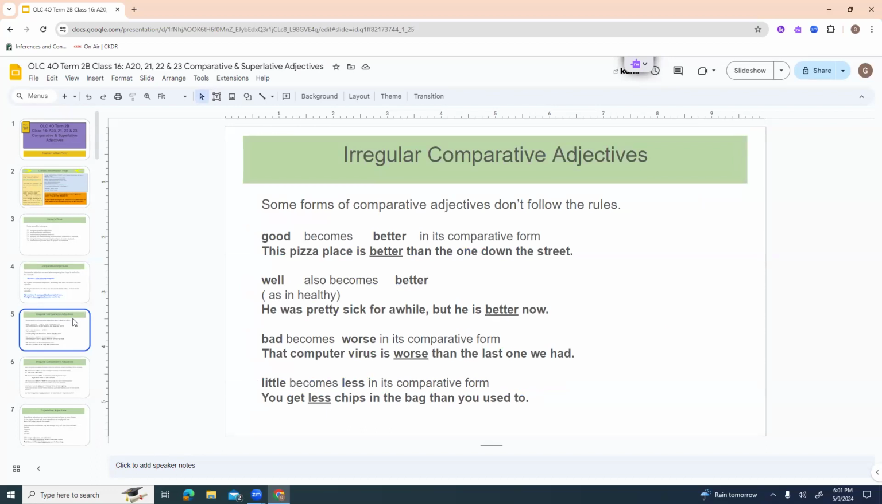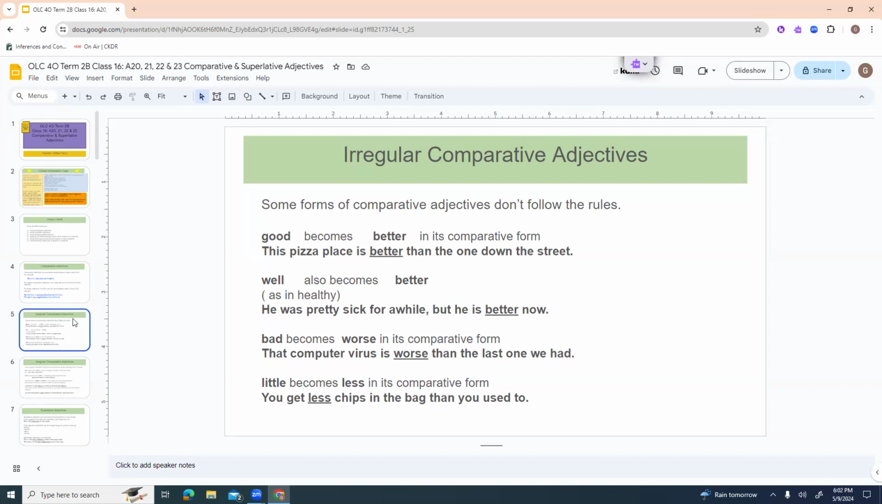Now, there are irregular comparative adjectives, which are basically just weird adjectives that don't follow the rules, unfortunately, which English is full of. So good becomes better in its comparative form. This pizza place is better than the one down the street. We can't say gooder, it's not really a word. Well can also become better, but this is in the case of well as in the idea of healthy. He was pretty sick for a while, but he is better now.